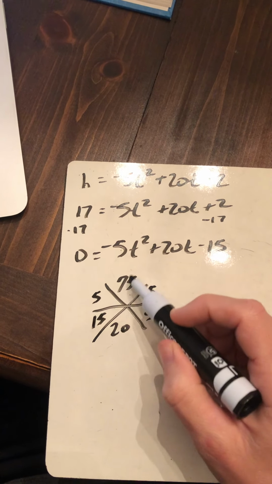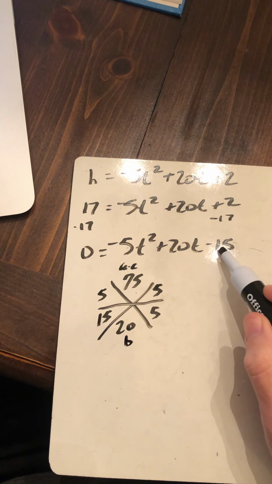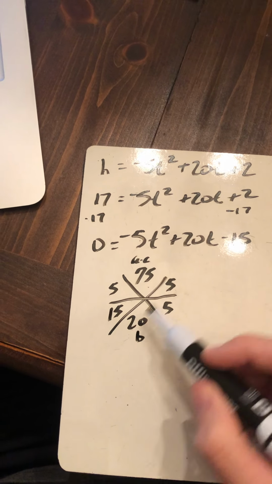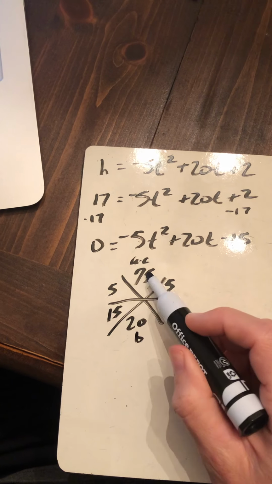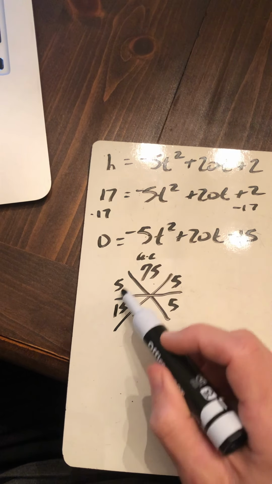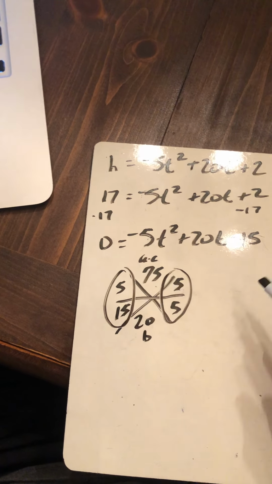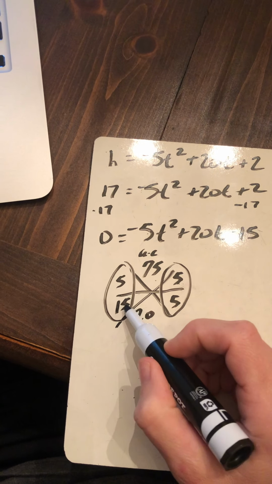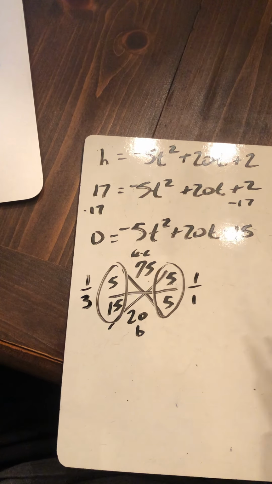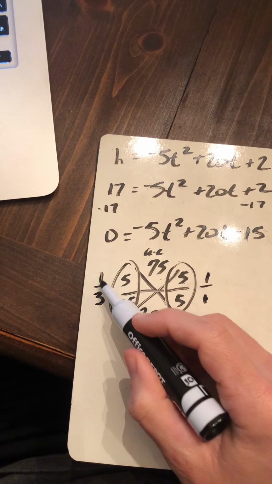So again, how did I get here? This is a times c, and this is b. So a, which is negative 5, times negative 15 gives me positive 75, and b is positive 20. I looked at factors that multiplied to give me 75 but added to give me 20, which were 15 and 5. And I took a and put it right here and right here. Now I'm looking at these two, and I'm going to reduce my fractions. So this is 5 divided by 15, that reduces to 1/3. This is 5 over 5, that reduces to 1 over 1. So this is t plus 1, this is t plus 3.